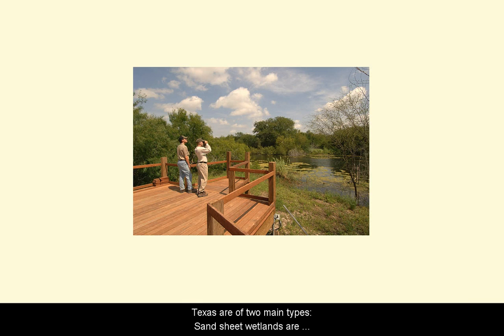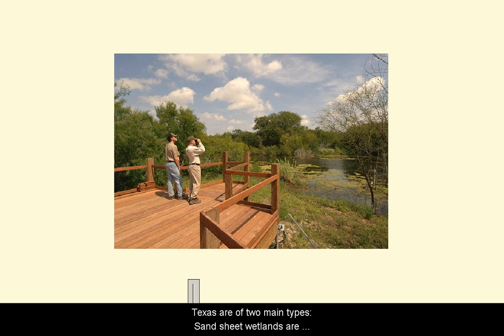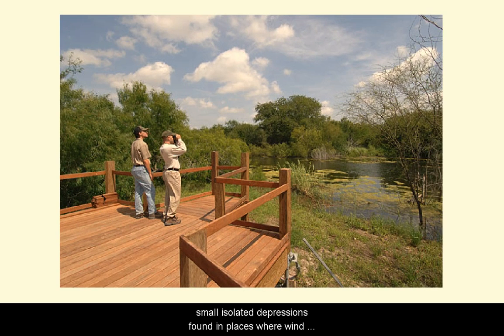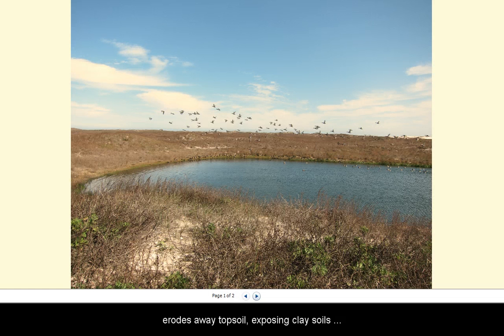Next are South Texas wetlands. Wetlands in South Texas are of two main types. Sand sheet wetlands. These are small, isolated depressions found in places where wind erodes away topsoil, exposing clay soils underneath. These depressions trap and hold water when it rains.